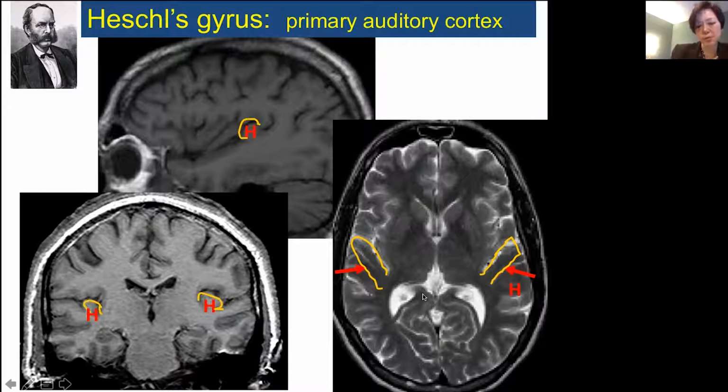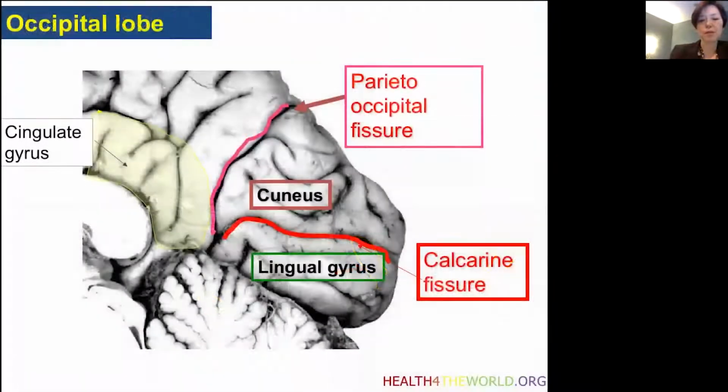In axial view, you can see the atrium of the lateral ventricle. Here is Wernicke's area. Heschl's gyrus has this rectangular, obliquely oriented gyrus. So this is Heschl's gyrus. You can identify it because it has a very particular shape.